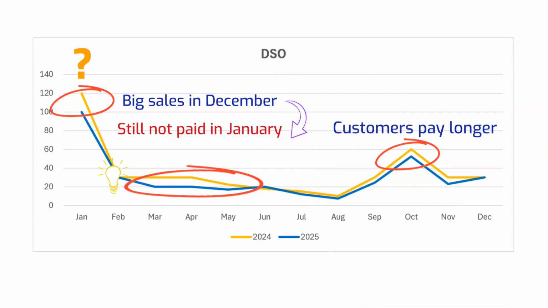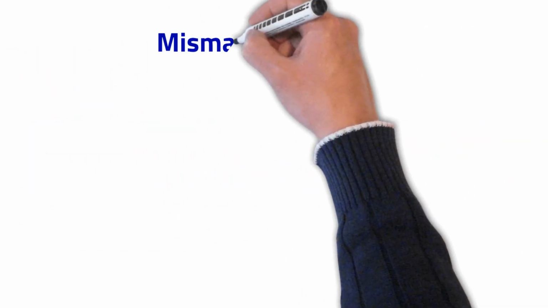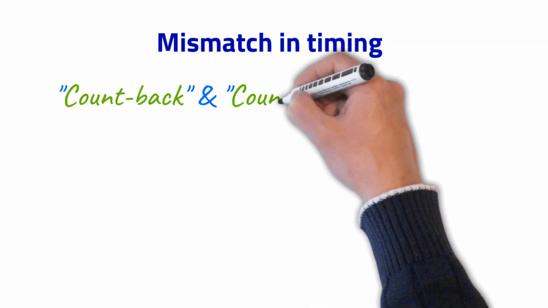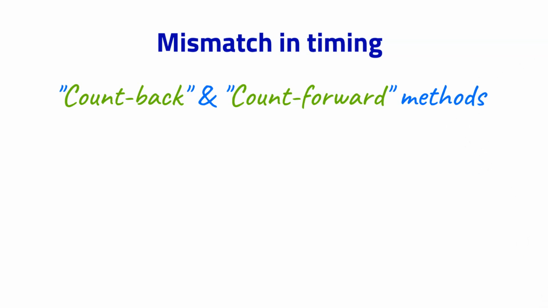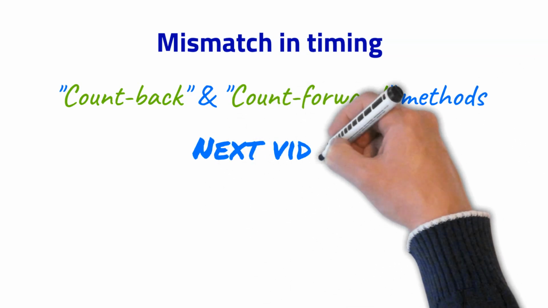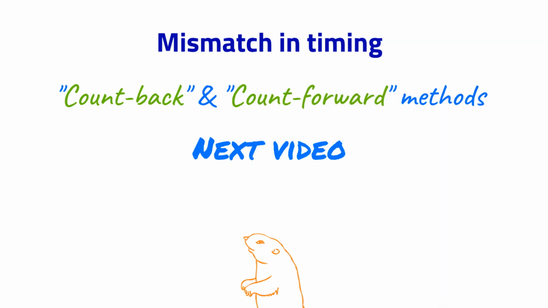However, in January we have very little sales. You see, there is a bit of inconsistency. To account for such mismatches in the timing, when net working capital balances are built up and sales, there are more sophisticated methods to calculate the days. They are called count back and count forward methods, and we will discuss them in the next video.